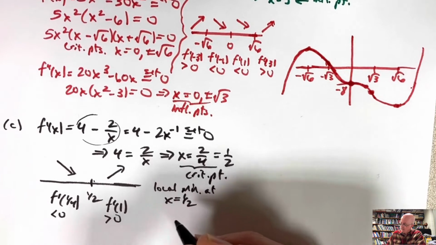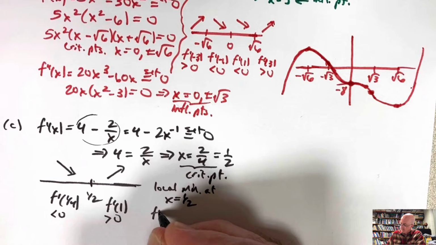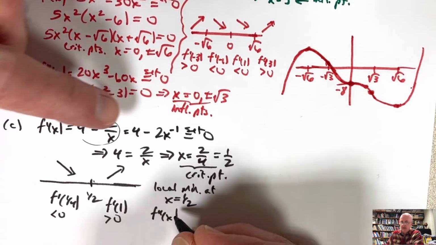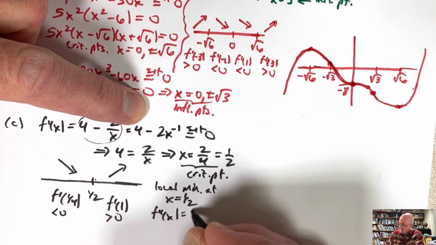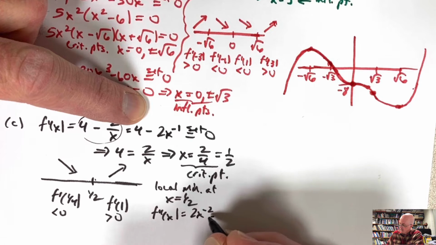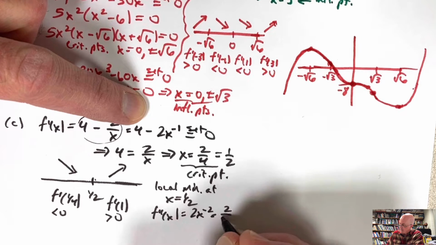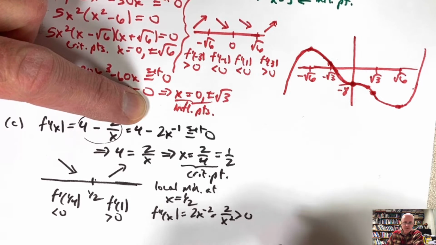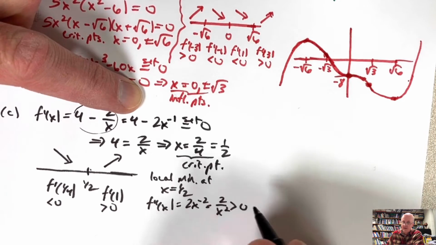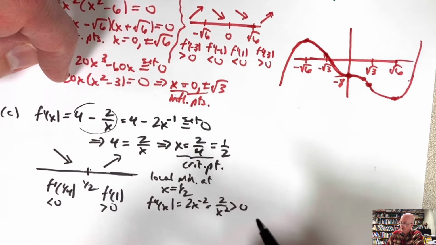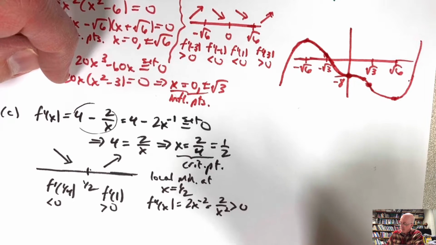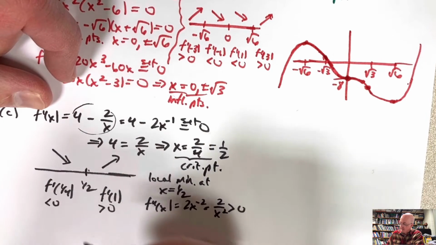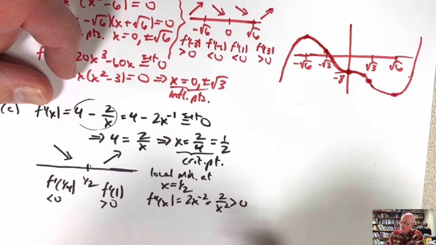We could also try to confirm that with the second derivative test. f double prime of x, looking right here and taking the derivative of that, is positive 2x to the negative 2, which is the same as 2 over x squared, which is positive for all positive values of x. The graph of f is concave up for all positive values of x, the domain. That would be another reason, based on the second derivative test, that you have a local minimum at 1/2.